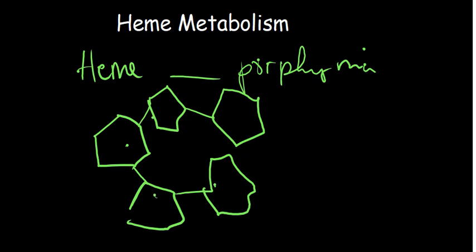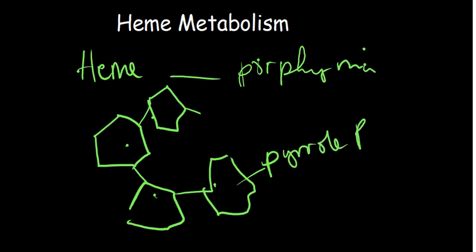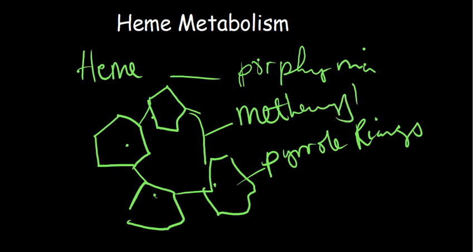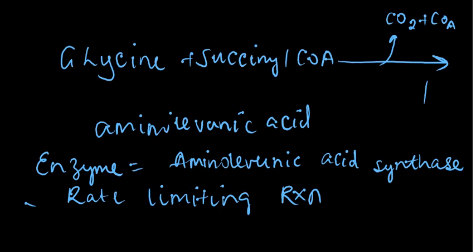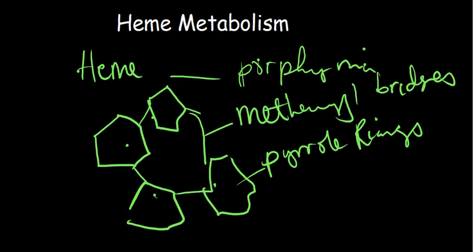Actually, let's delete one. It's a fusion of four cyclic compounds that we call pyrrole rings. So these are what we call the pyrrole rings. Now these rings are linked by a special bond that we call methenyl bridges. These are what we call the methenyl bridges. Let's go directly into the synthesis of heme.